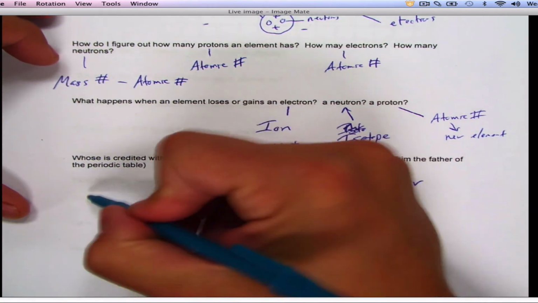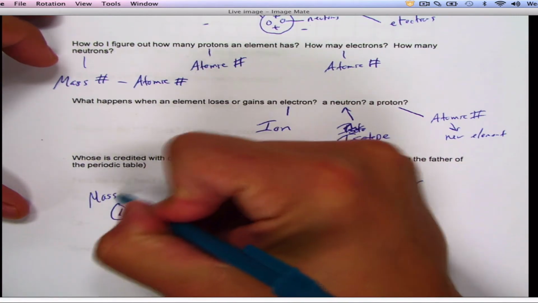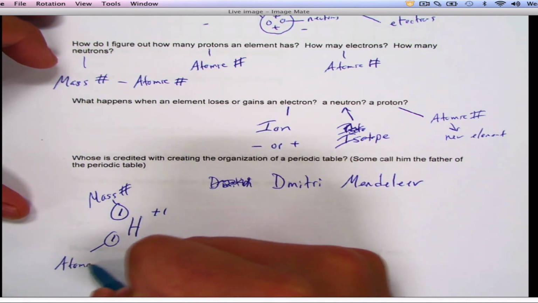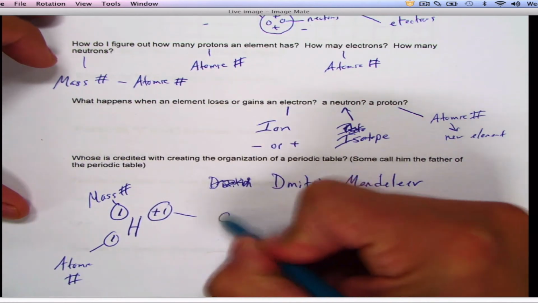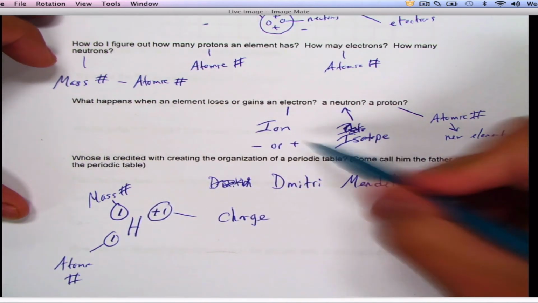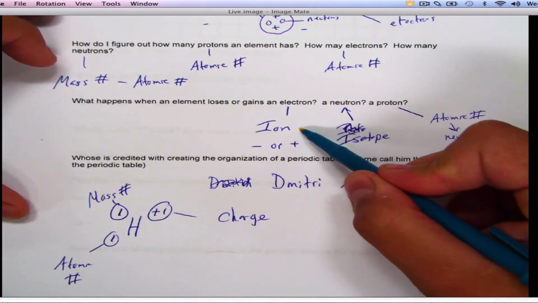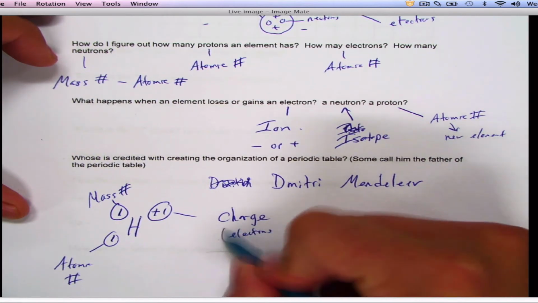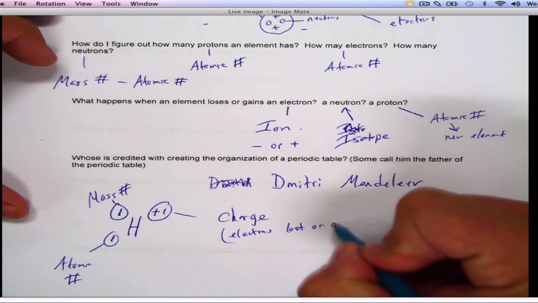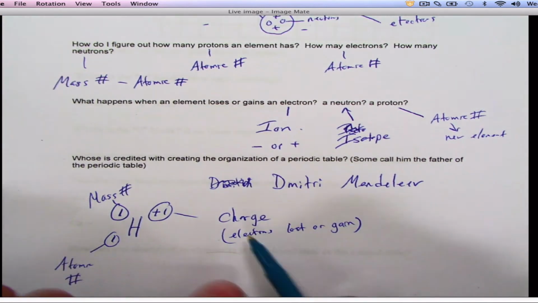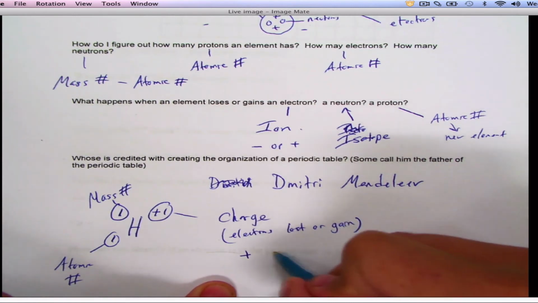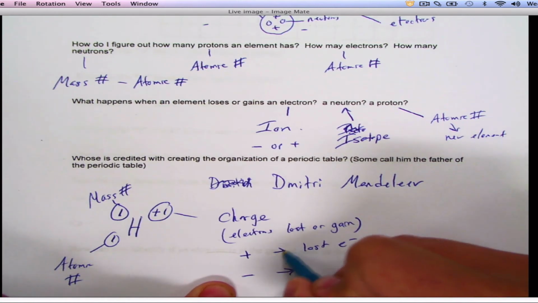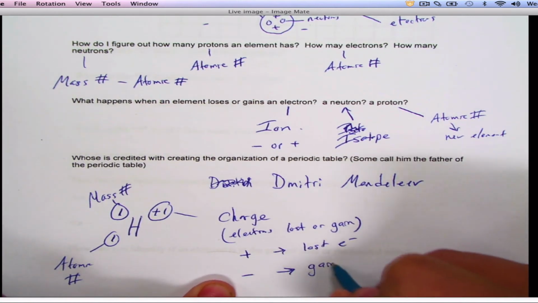The number on top is going to be your mass number. The number on the bottom here is going to be your atomic number. And this right here is going to be your charge. Okay, what's your charge? Well, the charge is how many electrons it lost or gained. So this is going to be electrons lost or gained. All right, so if it's a positive charge, positive means lost electrons, or if it's a negative charge, that means it gained electrons.